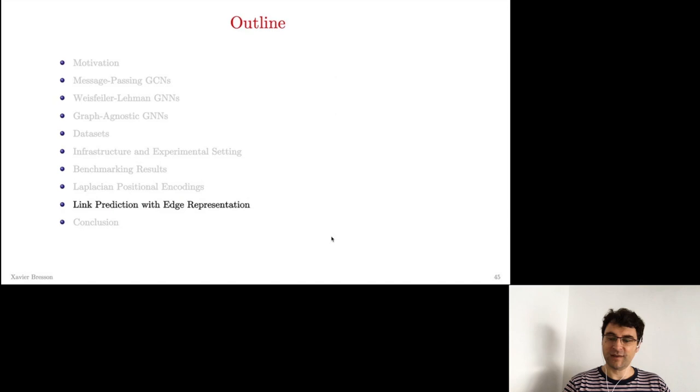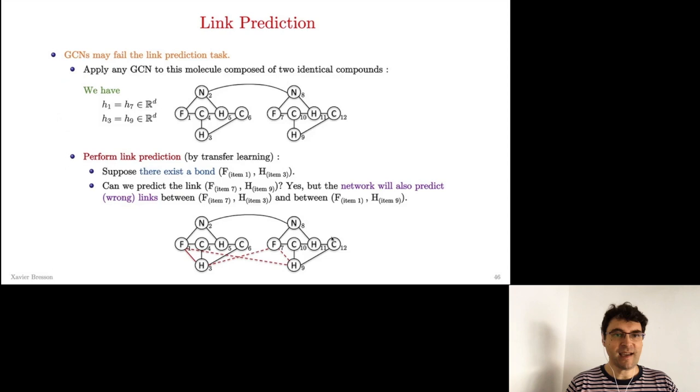Okay, now I'm going to talk about link prediction. So GCN may fail the link prediction task. Let's say we have this molecular graph, which is composed of two identical compounds. If you apply any GCN, what will happen is that, again, because these nodes are isomorphic, they will produce the same representation. So this fluorine will have the same representation as this one, and this hydrogen will have the same representation as this one.